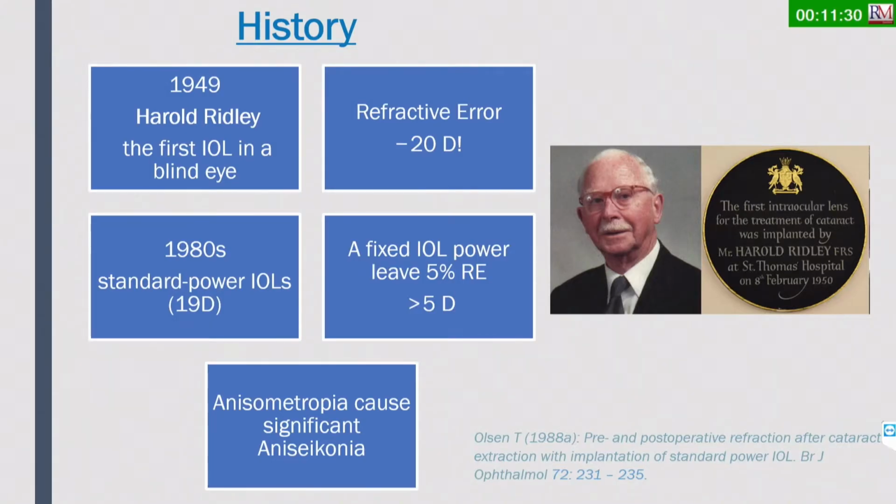First, I'd like you to know the history. In 1949, the first IOL was implanted in a blind eye with a refractive error of minus 20 diopter. In the 1980s, a standard IOL power of plus 19 diopter was implanted as a fixed IOL power. This left 5% with a refractive error of more than 5 diopters and gave anisometropia and significant aniseikonia.